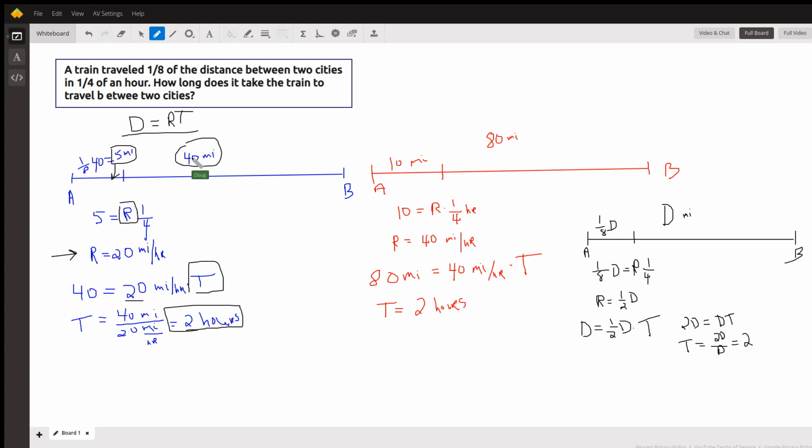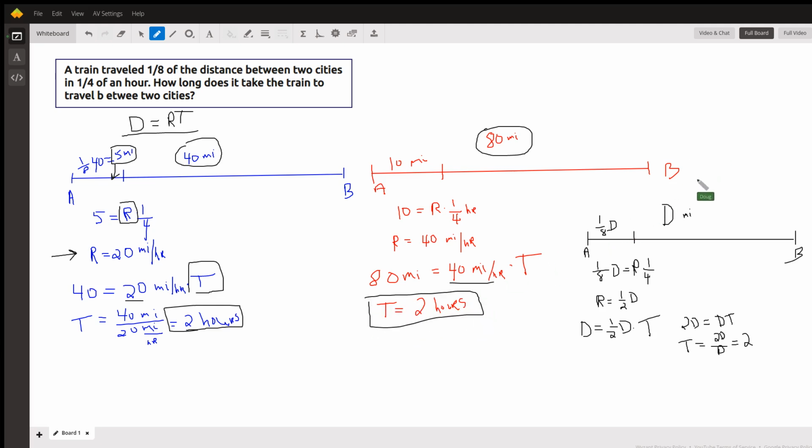If the total distance is 40, let's make one up for 80. An eighth of the distance would be 10 miles, and we can cover 10 miles in a fourth of an hour. So if we multiply both sides by 4, we see the rate is 40 miles per hour. And that allows us to set up an equation for the total distance. 80 is the rate, 40 miles per hour, times the time. Solve for t, we get 2 hours. So it looks like we got a pattern.